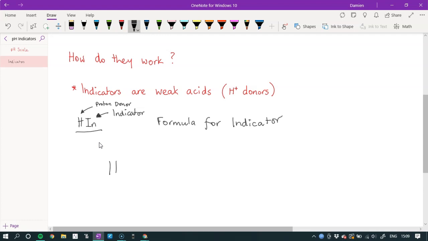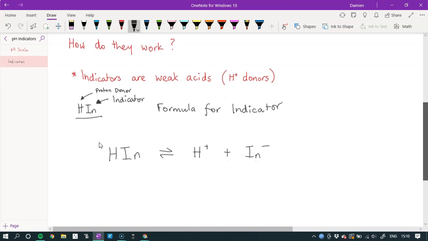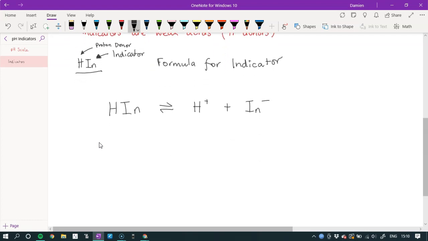So what we see when we're using this is that our indicator goes through an equilibrium reaction. So you have H plus and IN minus. The reason why it dissociates is that the protons become free in solution. This here, if we're looking at litmus, which is the one we're going to be checking out, your indicator HIN is going to be red. That's for an acid. And this one, IN minus, will be blue for a base.